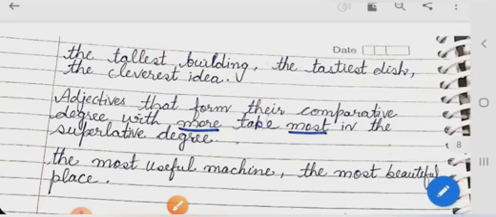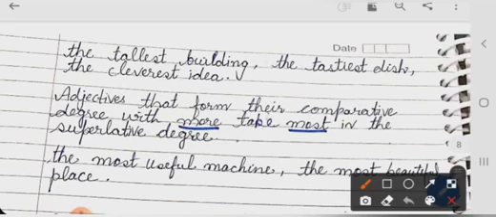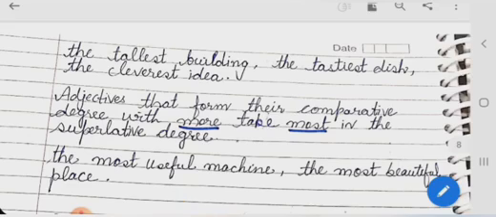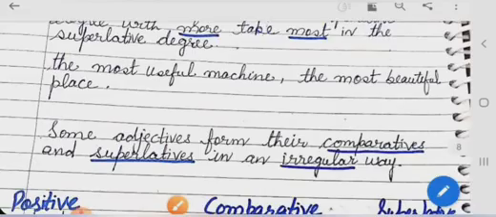Adjectives that form their comparative degree with more take most in the superlative degree. This is the important point you have to keep in mind, that when you are making comparative degree, then you use the word more, and when you are using superlative degree, then you use the word most. Like beautiful, more beautiful, most beautiful. When you have to make a superlative degree, then you will use most beautiful. Yes, the most useful machine, the most beautiful place.